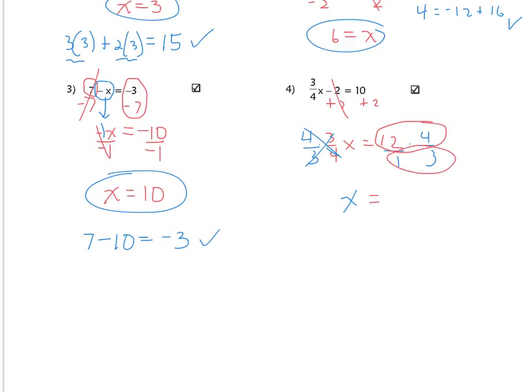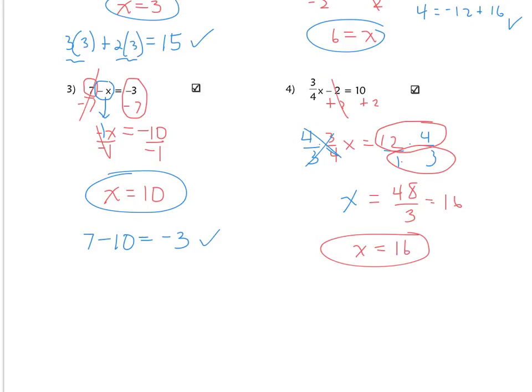And then on the right side, when you go to multiply fractions, the top numbers multiply and the bottom numbers multiply. So 12 times 4 gives us 48. 1 times 3 gives us 3. And then we can type that into our calculator, and x will equal 16. Okay, so our x value is equal to 16. Okay, we always want to try and simplify these fractions if we can.